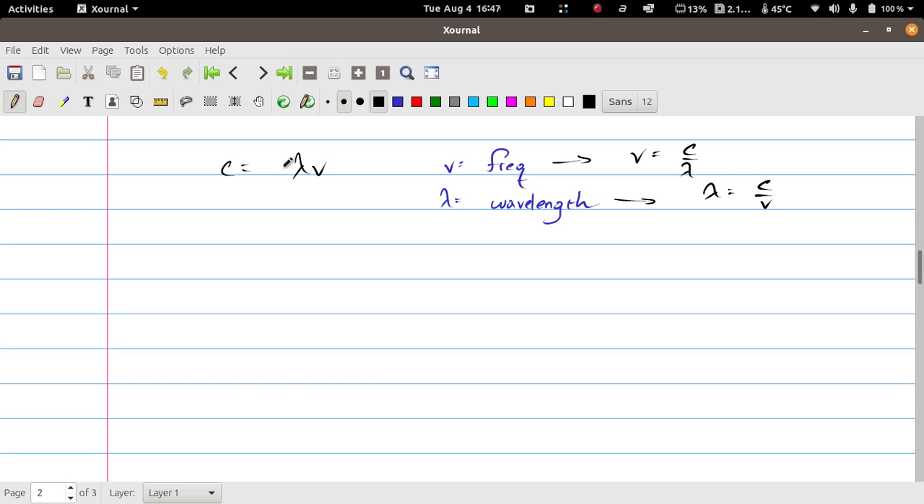Anyways, so I'm going to do a quick example or two, and then we will learn about photon energy, and that should be the end of this unit. So let's write this example down.